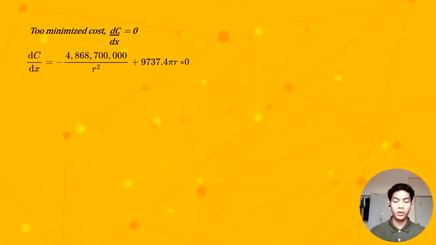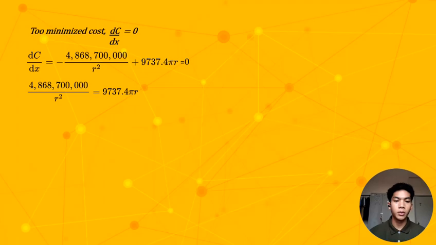To minimize the cost, we need to differentiate the cost formula that we created previously and make it equal to 0. Then we will get negative 4,868,700,000 over R² plus 9,737.4πR equal to 0. Then, to make the negative disappear, we need to rearrange the equation. Therefore, we will get 4,868,700,000 over R² equal to 9,737.4πR.